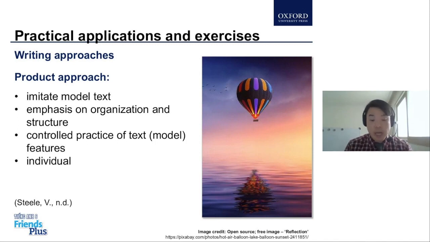And this is going to be our product approach. We are going to take a model and we're going to imitate it but it's not going to be an exact copy. We're going to emphasize the structure and the organization. We're going to have a controlled practice of the text, meaning we're going to look into the main structure and see the characteristics of that model and what the features are.